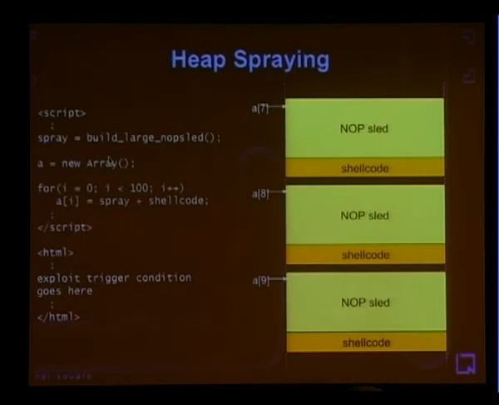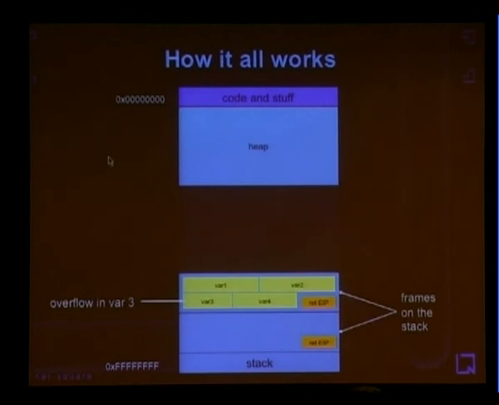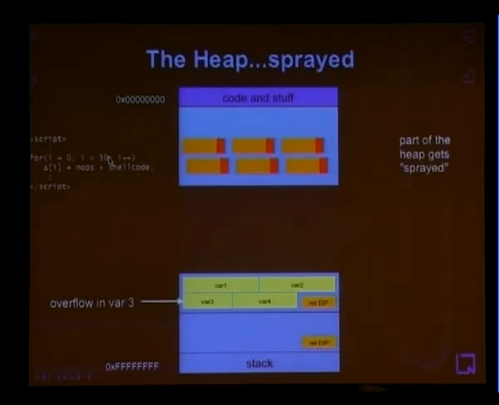This is how most browser exploits work. So here's a quick summary of how it happens. Here's a rough diagram of the browser's process view. Let's say somewhere down in the stack you have an overflow. Before you actually trigger the overflow, you run some JavaScript in a loop and spray your shellcode blocks all over the heap.